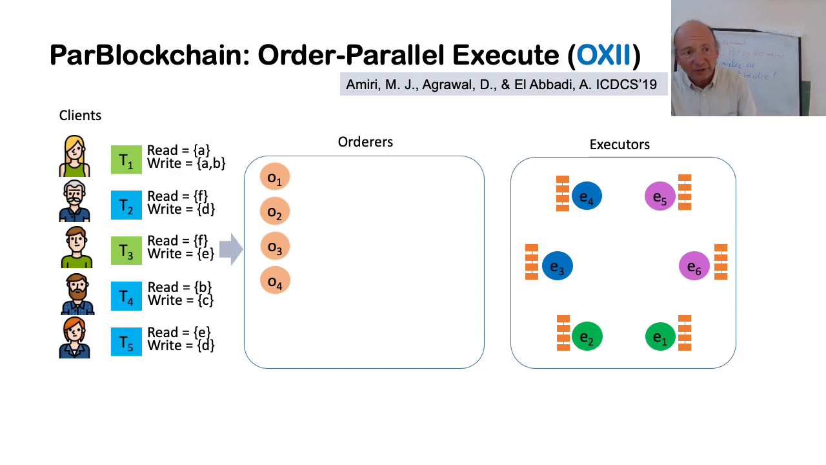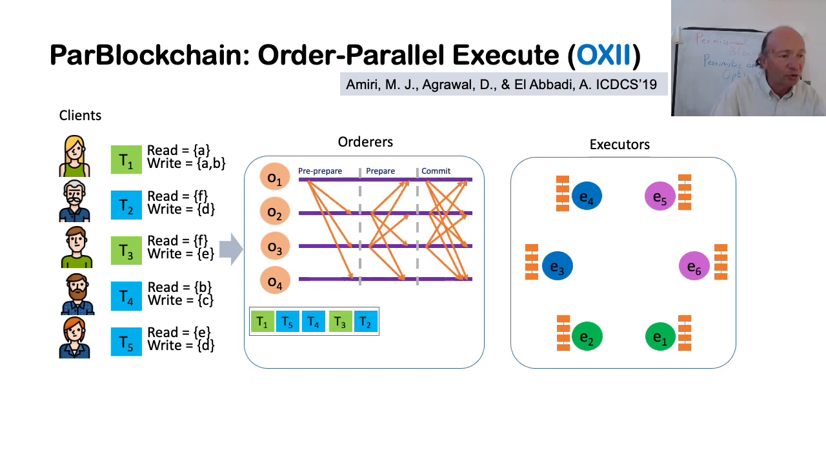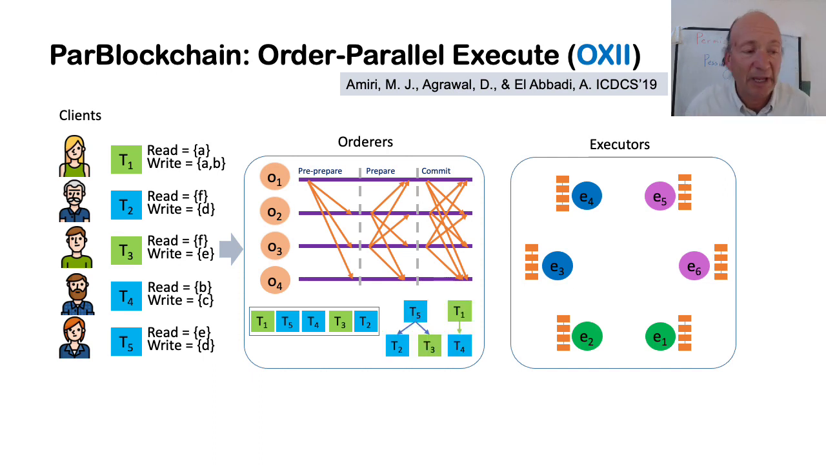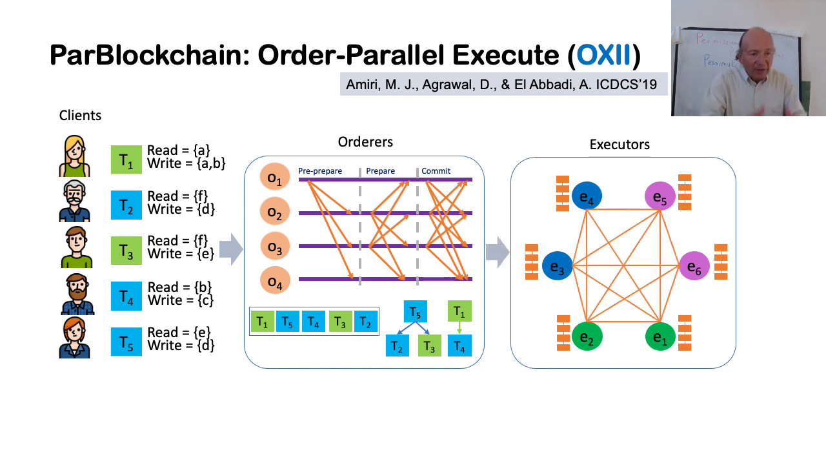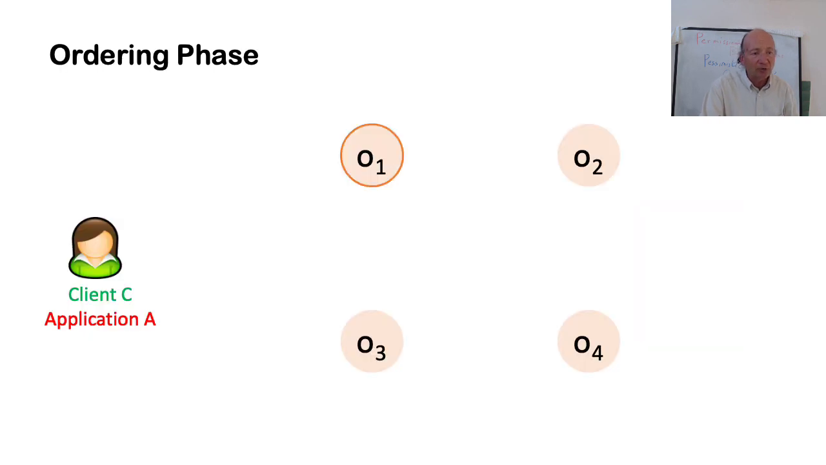So it's a pessimistic approach. You issue the transactions, you send them to the orderers, and it finds an order among these transactions, but not only that, it also creates a dependency graph. The dependency graph with the order is sent to the executioners, who are going to determine how to execute the transactions. Let me go into a little bit more detail.